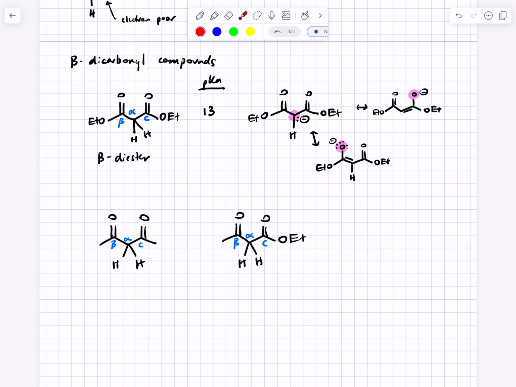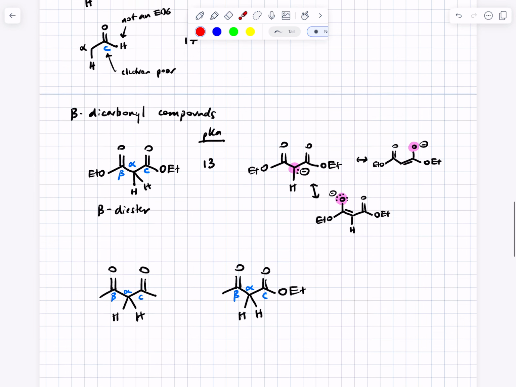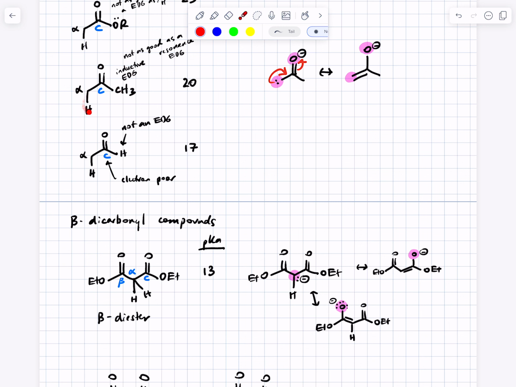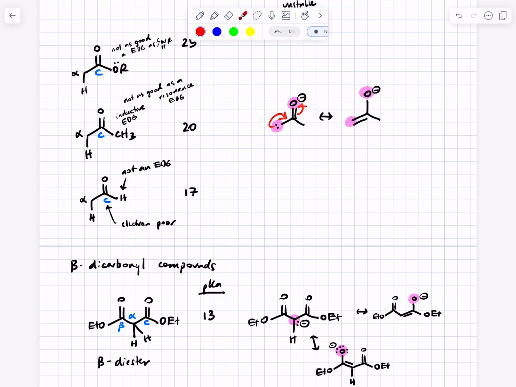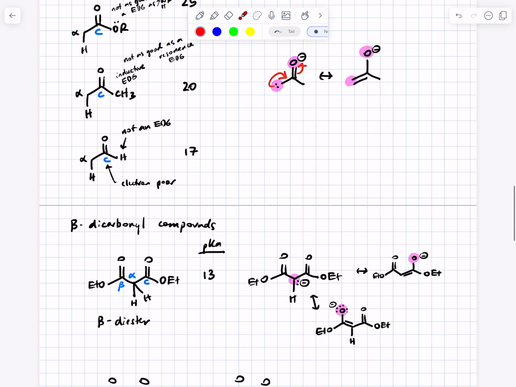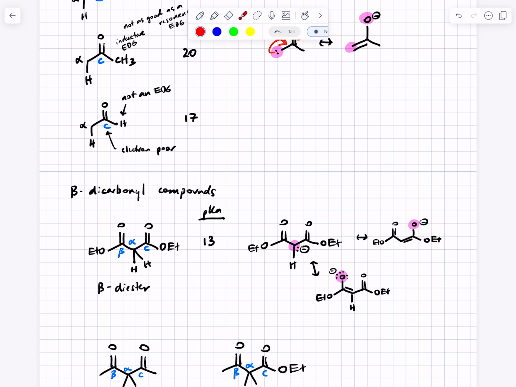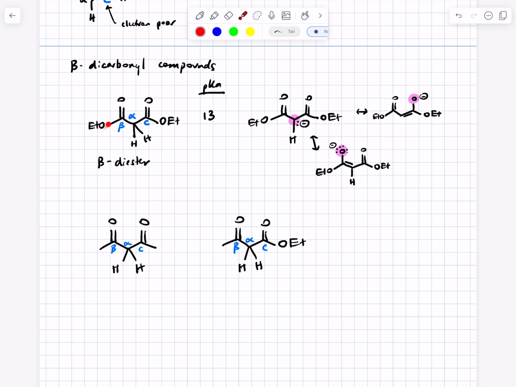More, right? Why is that? Same reason why the ketone is more acidic than the ester. Remember, the electrophilicity of the carbonyl carbon is going to determine the stability of the resonance structure. If you've got a good electron donating group on the carbonyl carbon, that's going to decrease the stabilizing benefit of resonance. So here we have two esters.